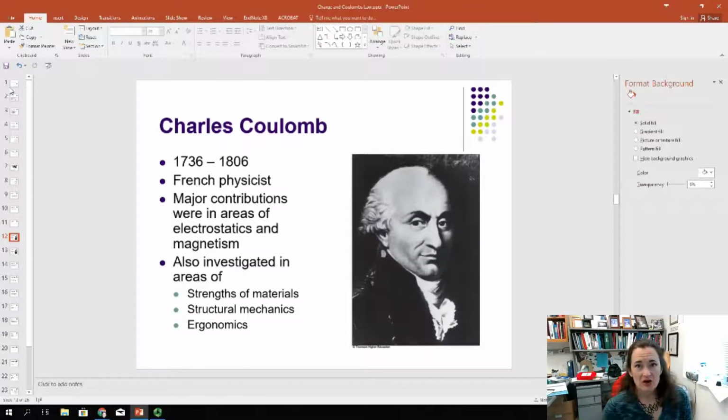Now I'd like to talk about Coulomb's law, which is the equation that describes how charges interact with one another and the forces that they exert on one another in electrostatics. Charles Coulomb was a French physicist who lived in the mid to late 1700s and early 1800s, and he made a lot of contributions to electrostatics and magnetism.